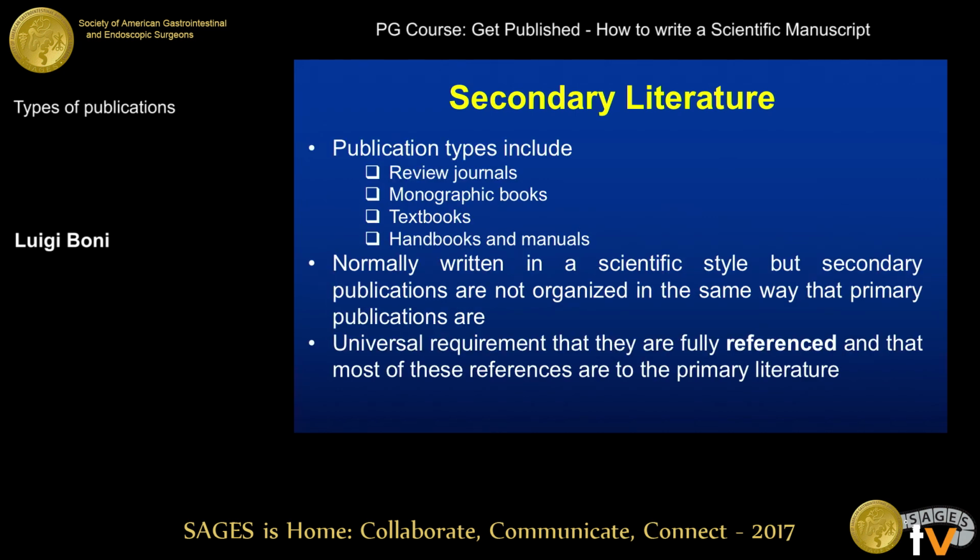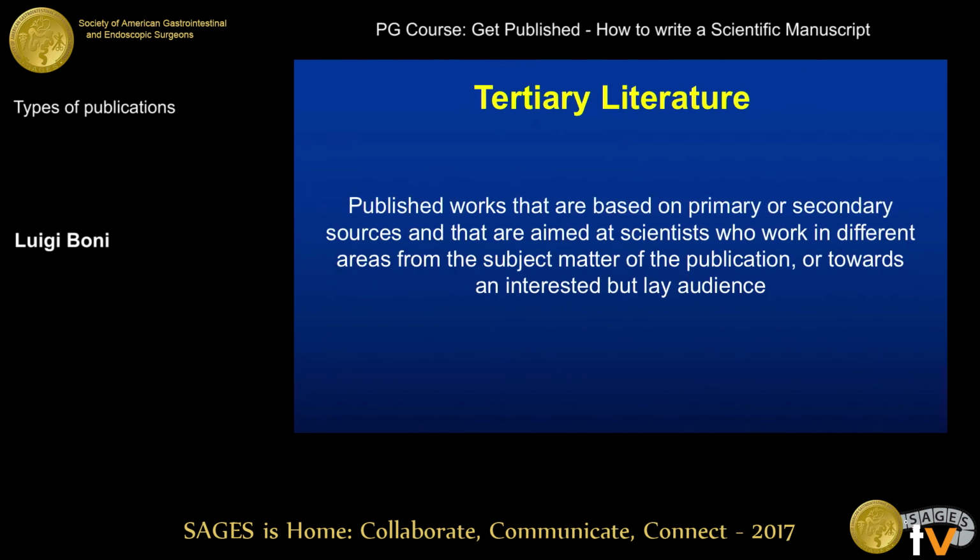These are usually review journals, monographic books, textbooks, handbooks or manuals. These are written in a scientific style, but sometimes they're written in a very easy, storytelling style. And they need references. References have to be precise and full. And they do not necessarily have formal reviews, although it's the reader itself that becomes a reviewer.